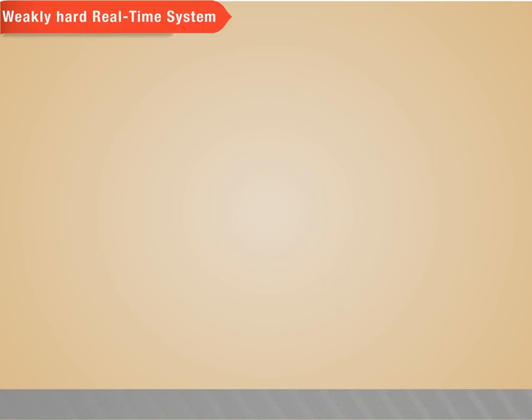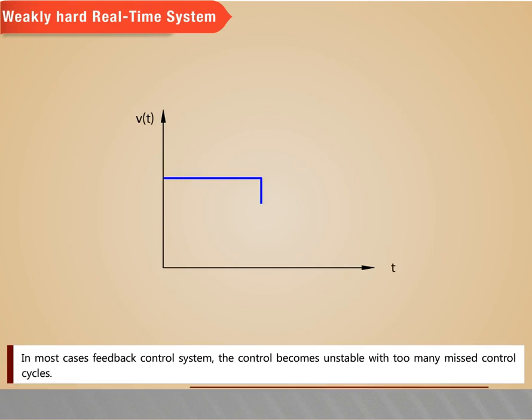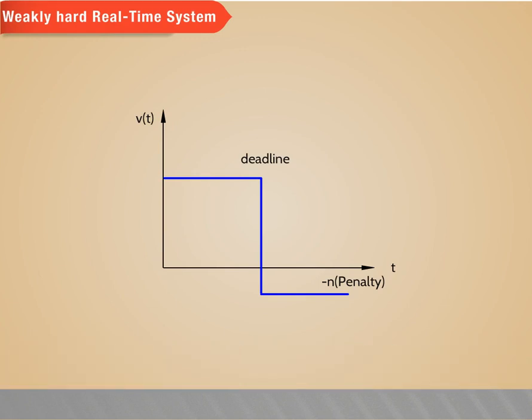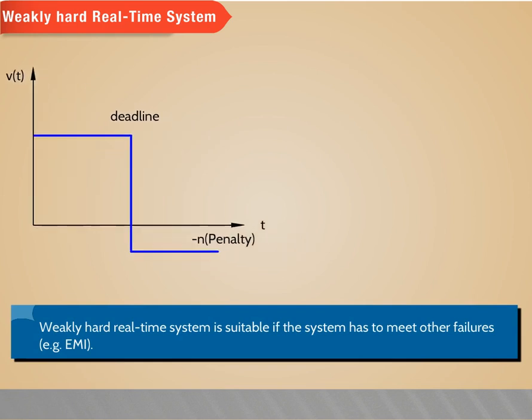Weakly hard real-time system. In most cases, in a feedback control system, the control becomes unstable with too many missed control cycles. Weakly hard real-time system is suitable if the system has to meet other failures, for example, EMI.